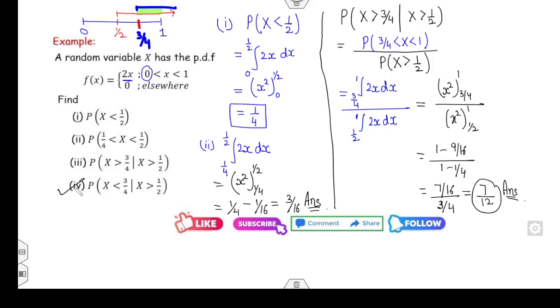Similarly, you can solve it further. The fourth part you can solve it. It's very simple. You can solve it on your own.